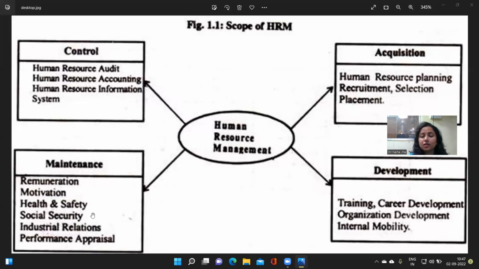These all will come under health and safety. We take care of the way they work. It should not be harmful for their health, right? And next one is social security.